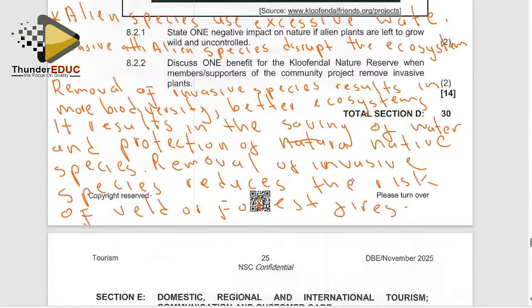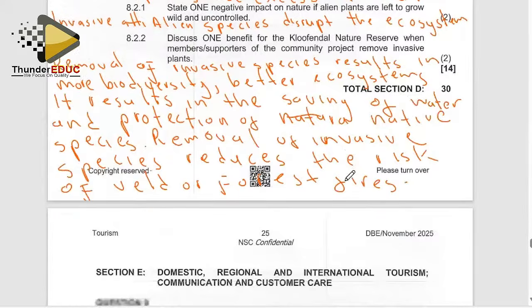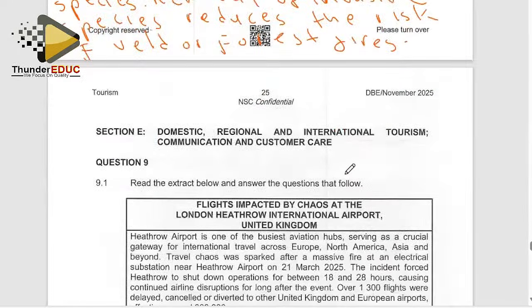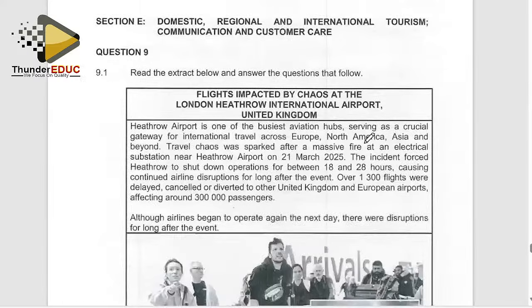Then moving on to the next question, which is section E, domestic, regional, and international tourism, communication, and customer care. So read the extract below and answer the questions that follow. Flights impacted by chaos at London Heathrow International Airport, United Kingdom. Heathrow is one of the world's busiest aviation hubs, serving as a crucial gateway for international travel across Europe, North America, Asia, and beyond.